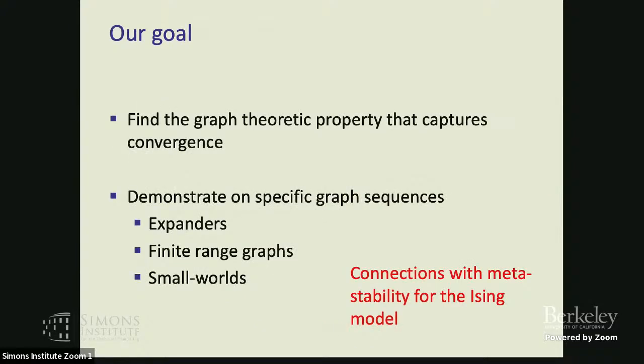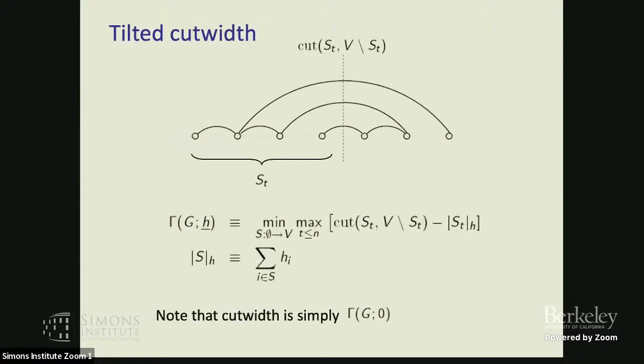So this is the goal for today's talk. One, find the graph theoretic property that captures convergence, and then demonstrate on specific graph sequences, specifically expanders, finite range graphs and small worlds. It turns out that the graph theoretic property that captures the rate of convergence is this tilted cut width.